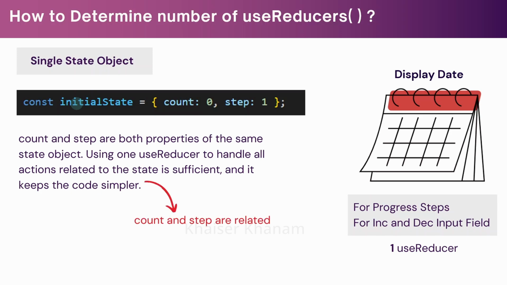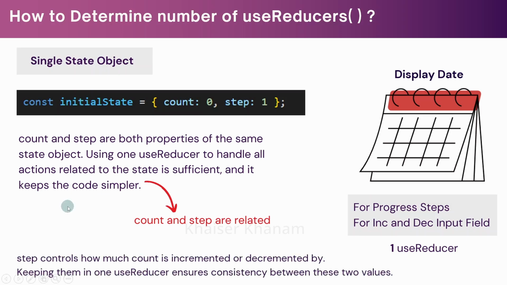Why? Because here count and step are related to each other. If we create only one useReducer, it will make our code cleaner as well as simpler to understand. But if for each and everything I start creating a separate reducer, then it will be difficult to manage our entire state updating logic. If you remember this project, our step controls how much the count is incremented or decremented by. Based on the step, based on the progress bar value, we are incrementing or decrementing the counter. So both step and count are related to each other.